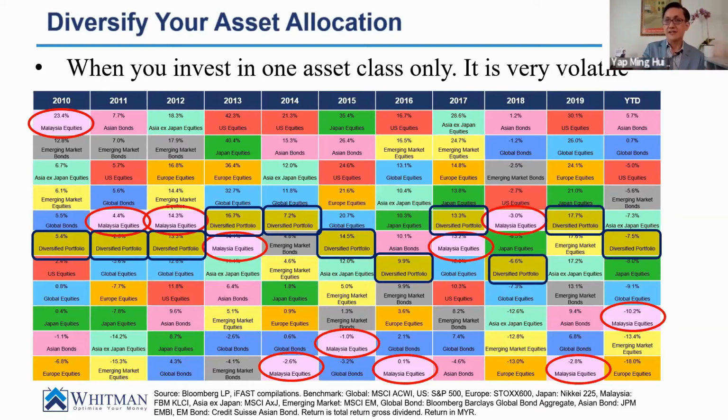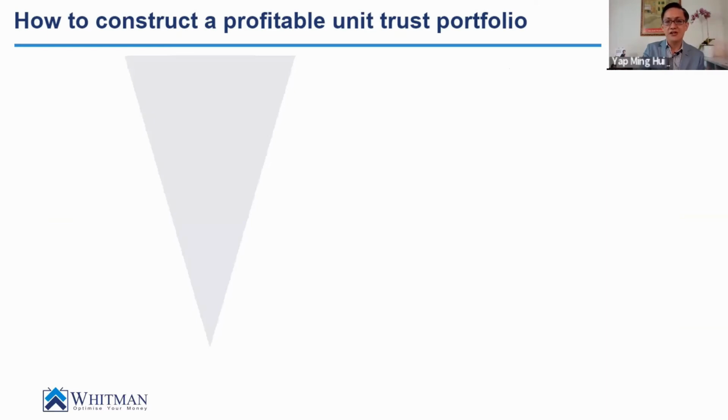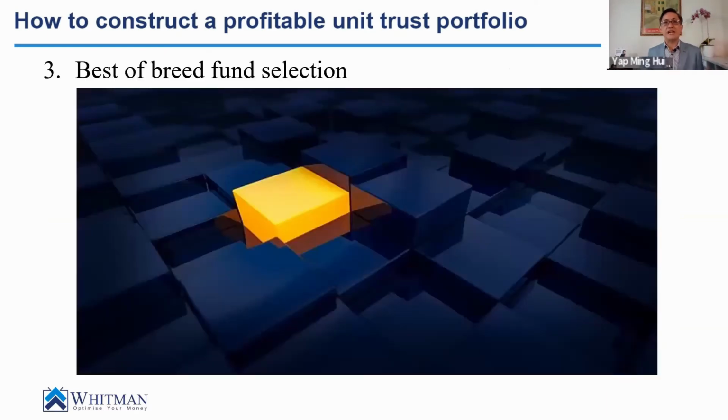Okay, next, another key factor I want to talk about here is best of breed fund selection. This is not the first time I have mentioned our best of breed fund selection, because I always say we should always cherry pick the investments that we make, whether we are doing unit trust investment, share investment, property investment, or any kind of investment. So let me share with you how Whitman selects a fund to construct a portfolio.